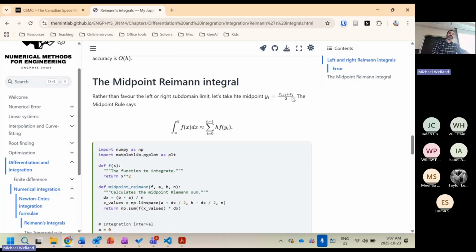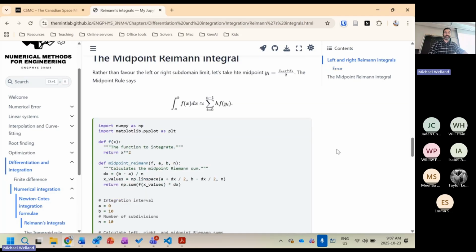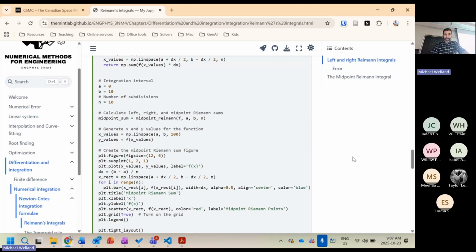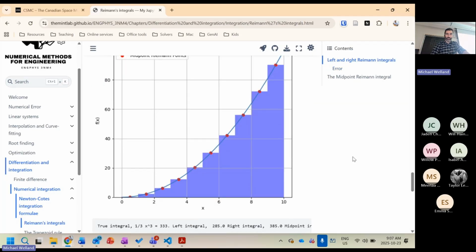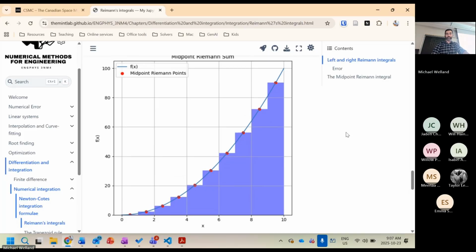This one, what we're going to try and do is we're going to say, let's find it instead of the left or the right, we're going to find it in the midpoint of the interval and use that, right? We chunk through this thing and lo and behold, we get a better answer.